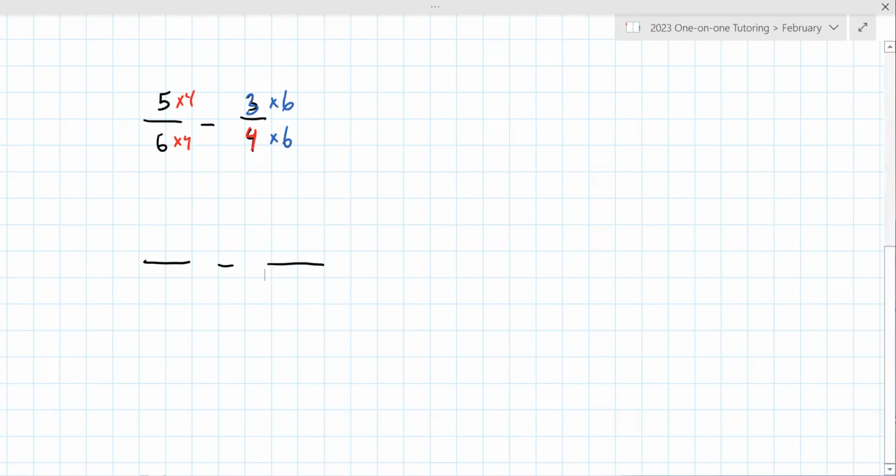Okay, the new fractions are 20/24, sorry, 24, and then 18/24. Good. So this becomes 2/24. Now the thing is that you can actually divide both of these by 2.